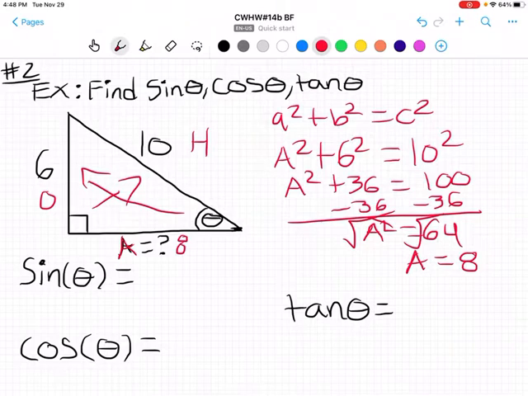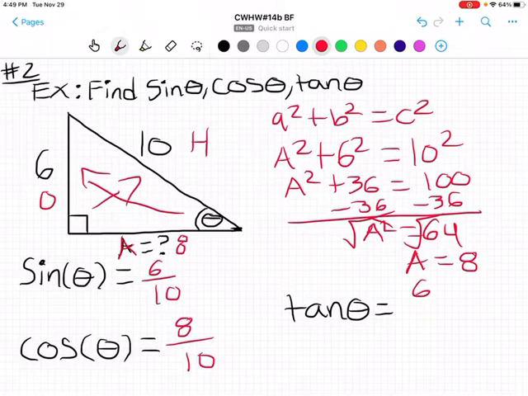So for sine, cosine, and tangent, remember SOHCAHTOA. Sine theta is going to be opposite over hypotenuse, which is 6 over 10. Cosine is going to be adjacent over hypotenuse. And lastly, tangent theta is going to be opposite over adjacent, which is 6 over 8. As you can see, you can simplify. So let's divide by 2 for each.